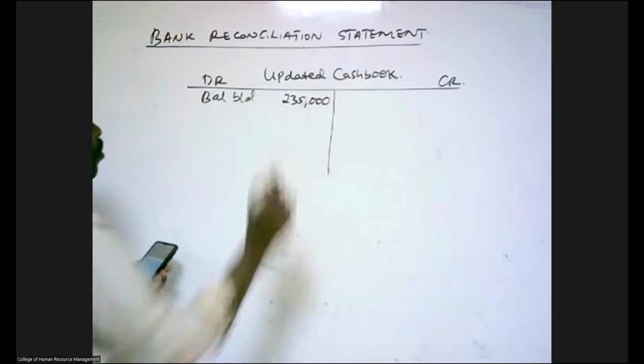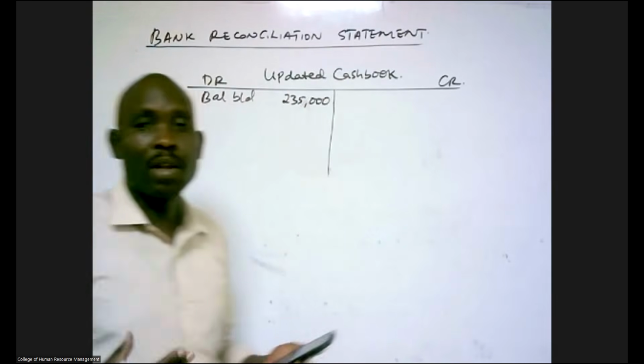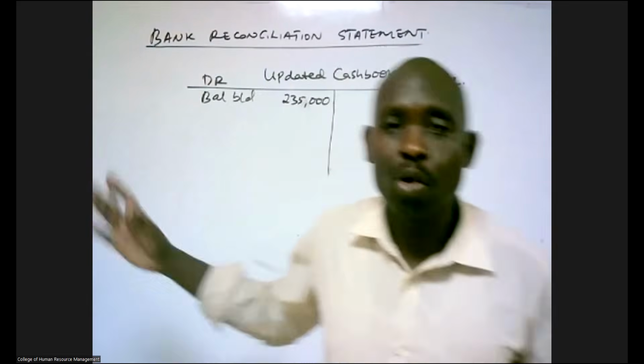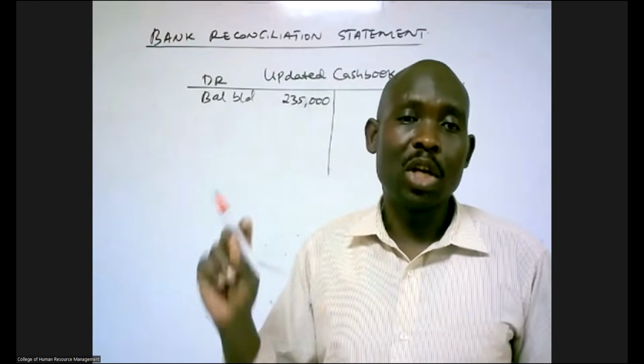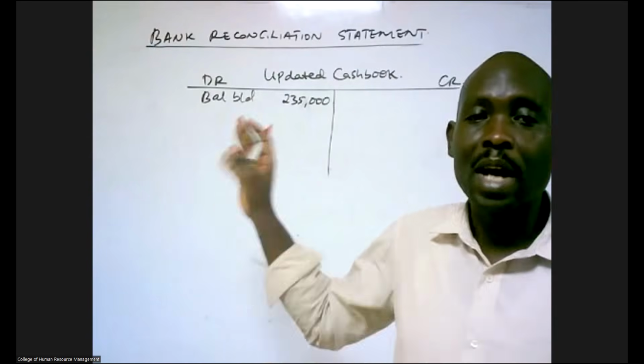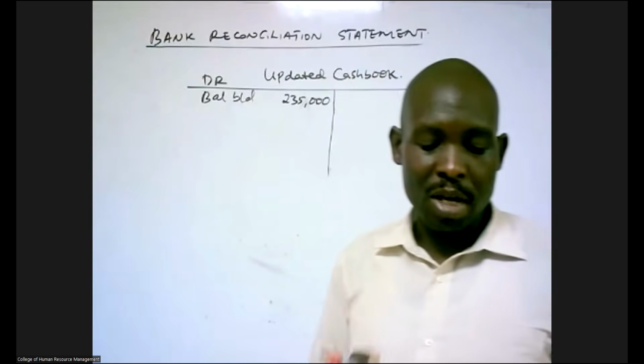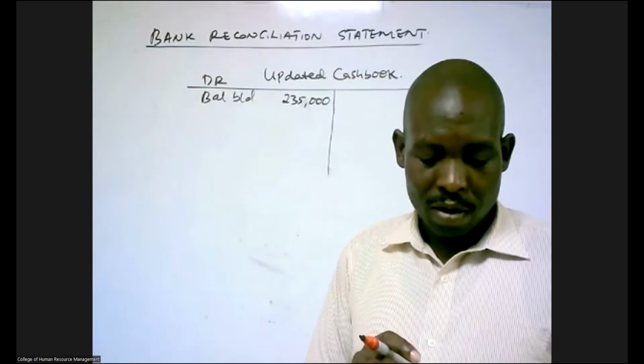235,000. Then we update. That is actually the balance that we are updating. This is what our initial cash book showed. But this balance has got some issues because some items have not been added to it or subtracted from it. So let us go to the statement.